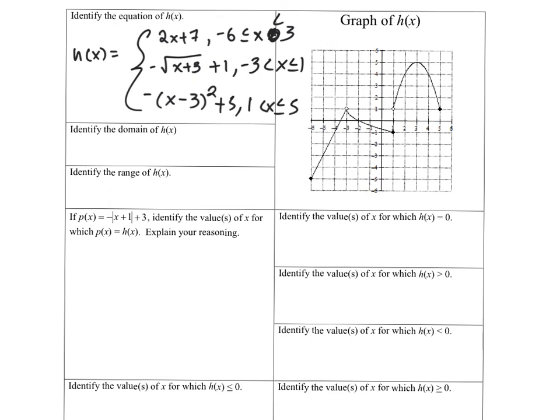And then right here, to determine this answer, you have to graph p of x, okay? You have to graph p of x. And then if p of x and h of x are equal, then they will intersect, okay? But graph it, explain it, give me some answers, okay?